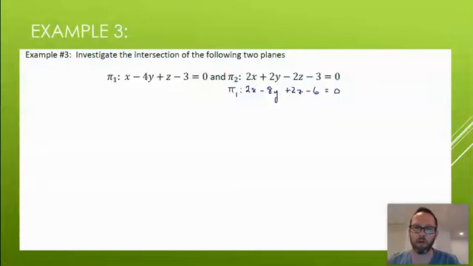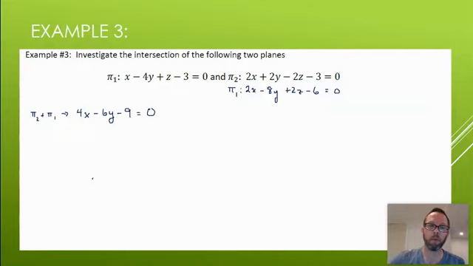So what happens if we do pi 2 plus pi 1? That's going to eliminate the z's. You'll note that I could have subtracted and eliminated the x's, but I'm just going to add those two planes together. And what do I get? I get 4x minus 6y minus 9 is equal to 0. And now I have a new equation, but with only two unknowns.